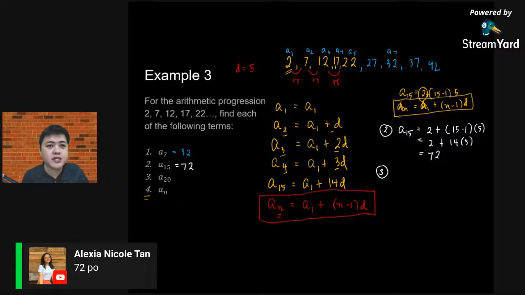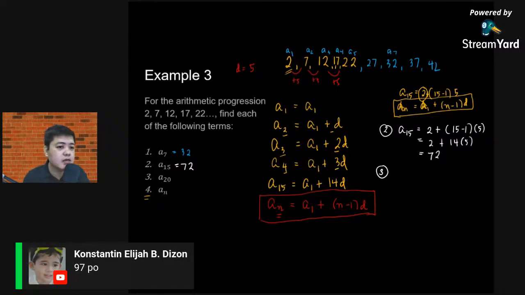May nag-message sa akin si 72. Yes, Sir Jeff. Very good. 72. It's 72. Sabi ni Thea, it's 97. Number 3 daw is 97. Cons, 97. Then Alex, 97. Cons, 97. Nag-message si Trisha de Mesa.